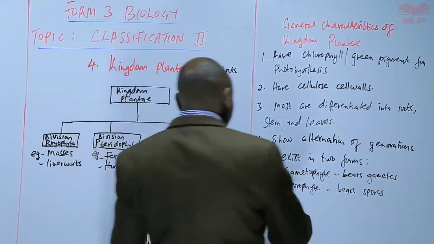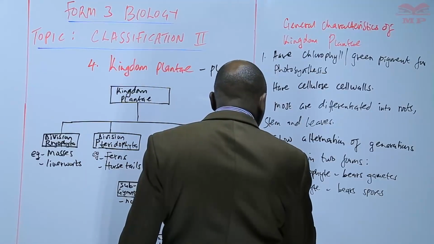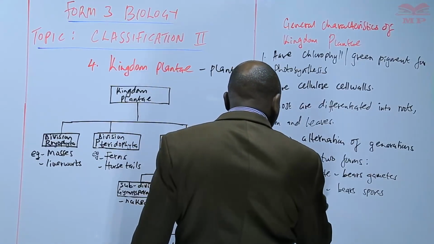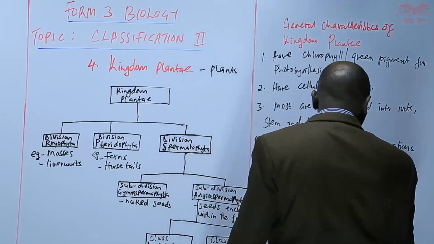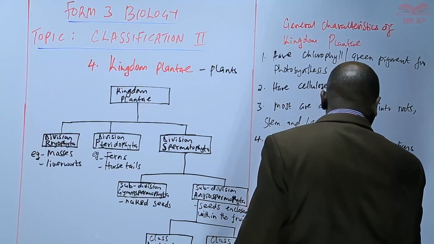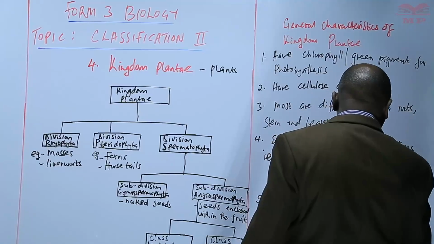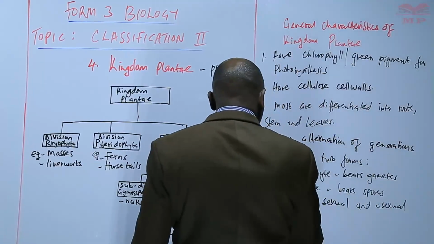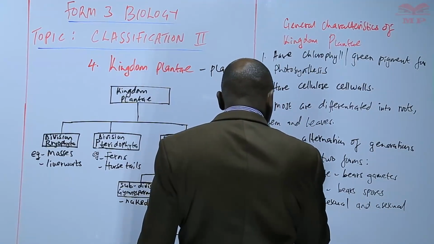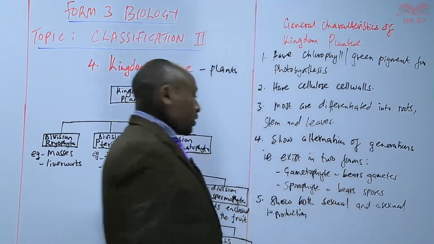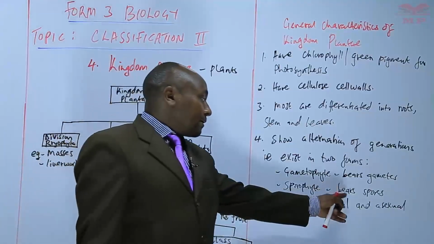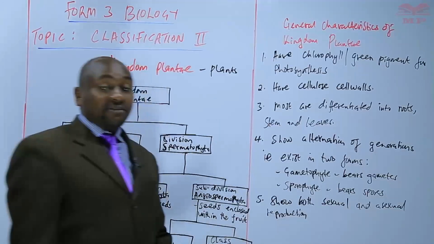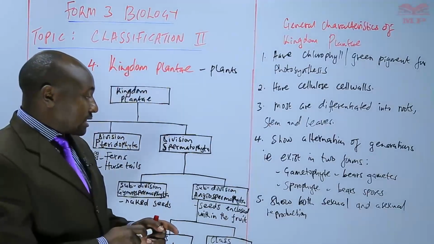And then plants show both sexual and asexual reproduction. Because of the presence of the gametes, we have sexual reproduction taking place. And because of the spores, we also have asexual reproduction taking place.